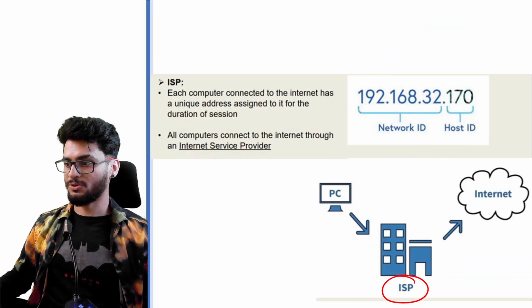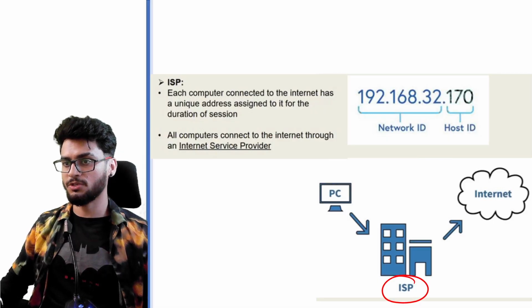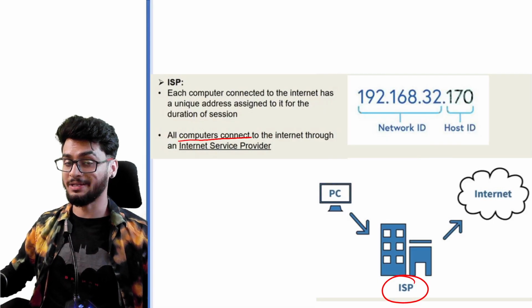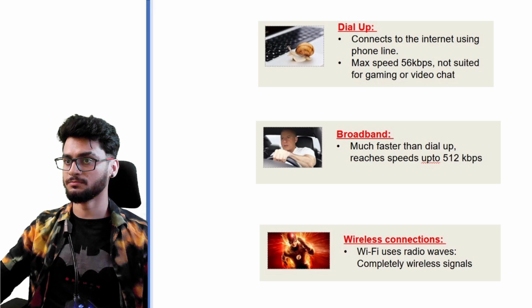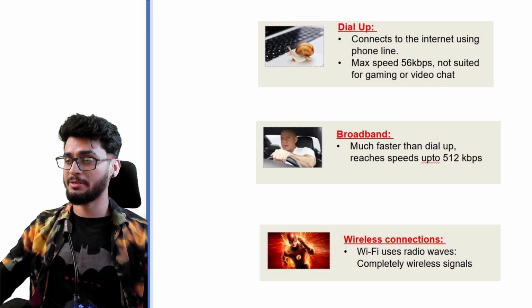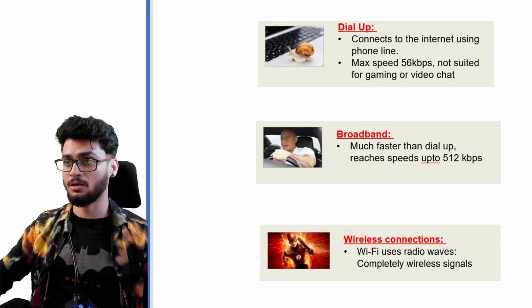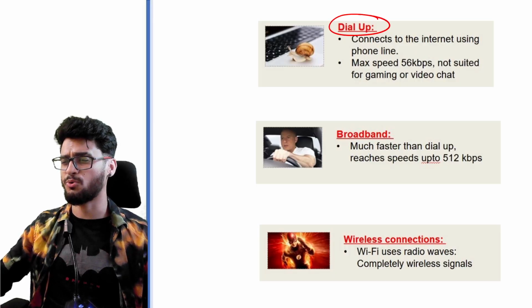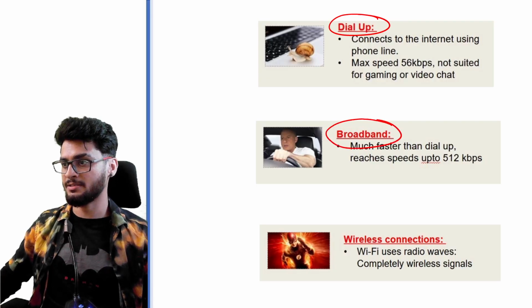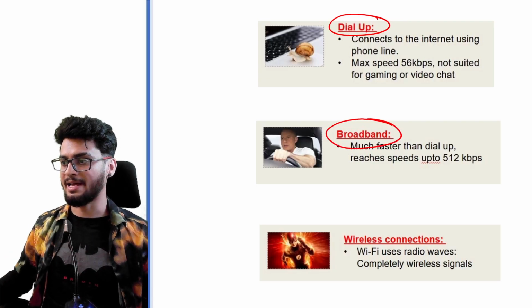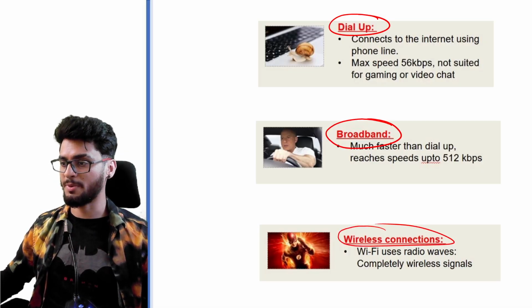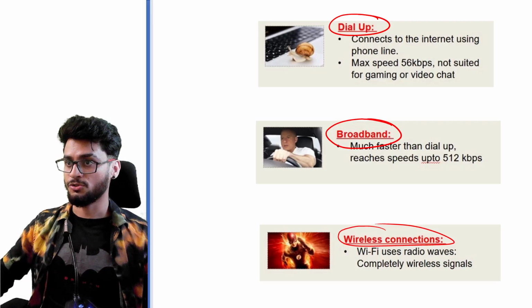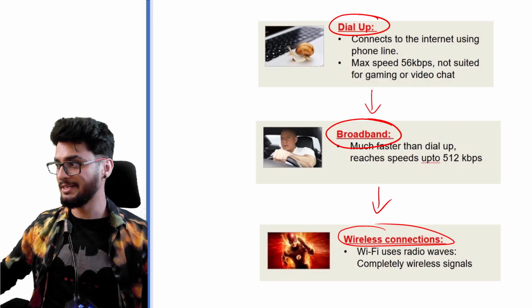As we discussed about ISP, all computers or all devices connect to the internet through the internet service provider. Now there can be multiple ways to connect to the internet. Earlier days में एक dial up होता था, बहुत slow speed होती थी उसकी, using modems. Then came broadband, जहाँ पर आपकी speed थोड़ी बढ़ गई. And these days we are using wireless connections like Wi-Fi or maybe fiber optic cables. So in increasing order of their speed.